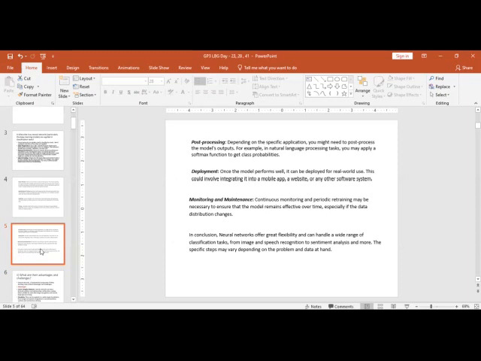data distribution changes. In conclusion, neural networks offer great flexibility and can handle a wide range of classification tasks from image and speech recognition to sentiment analysis and more. The specific steps may vary depending on the problem and data at hand.